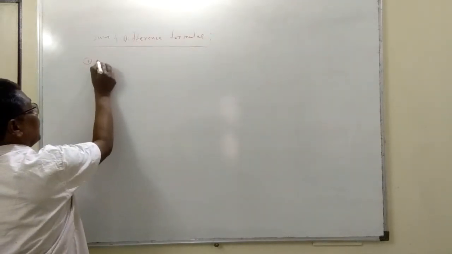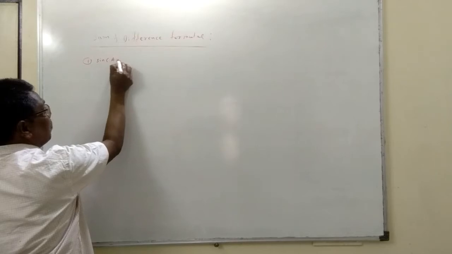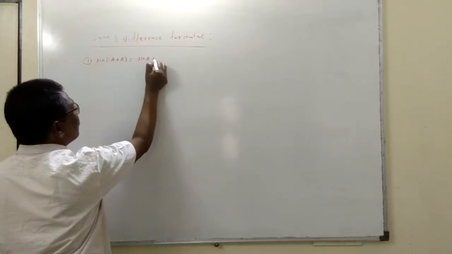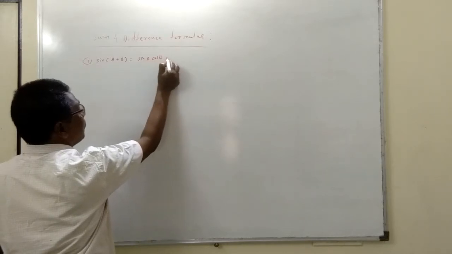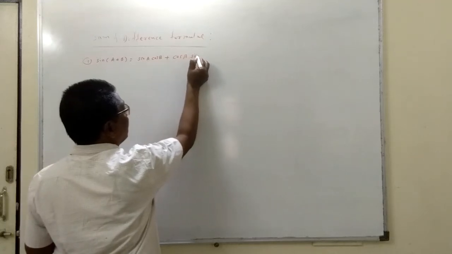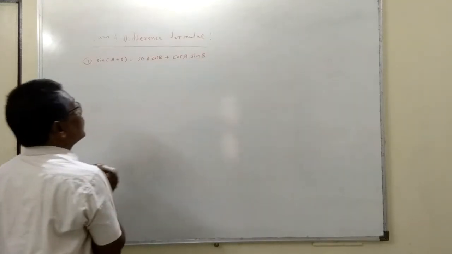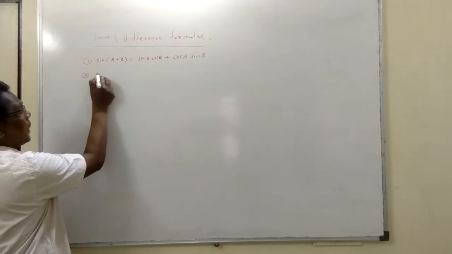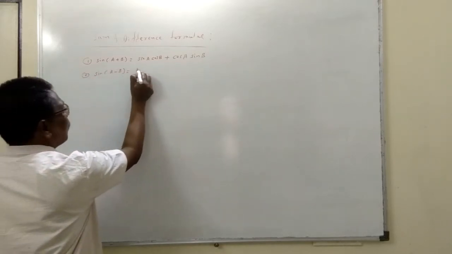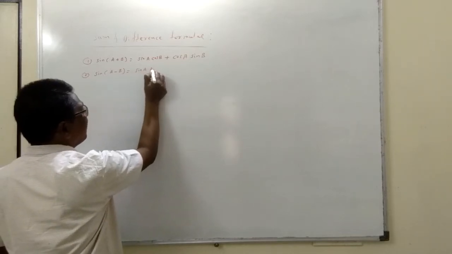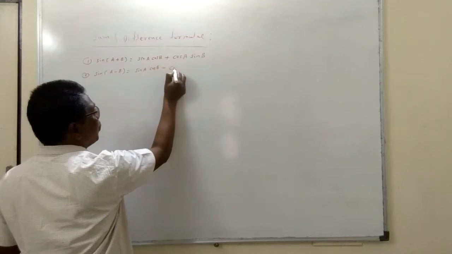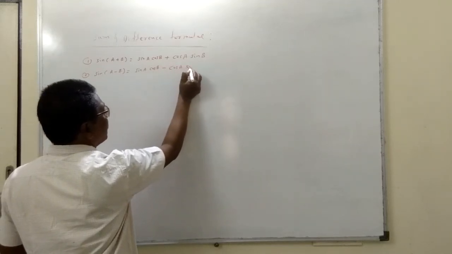So first formula we get sin(a+b) is equal to sin a cos b plus cos a sin b. Second formula we get sin(a−b) is equal to sin a cos b minus cos a sin b.